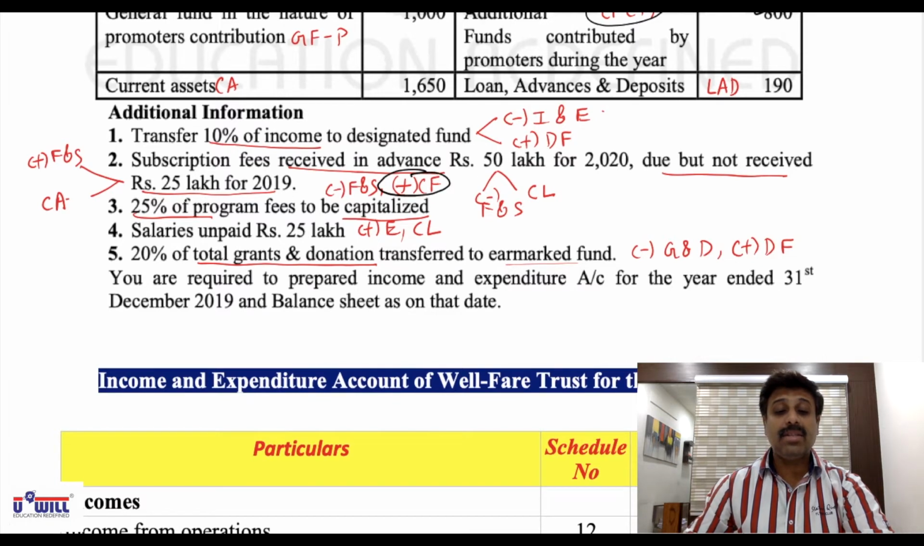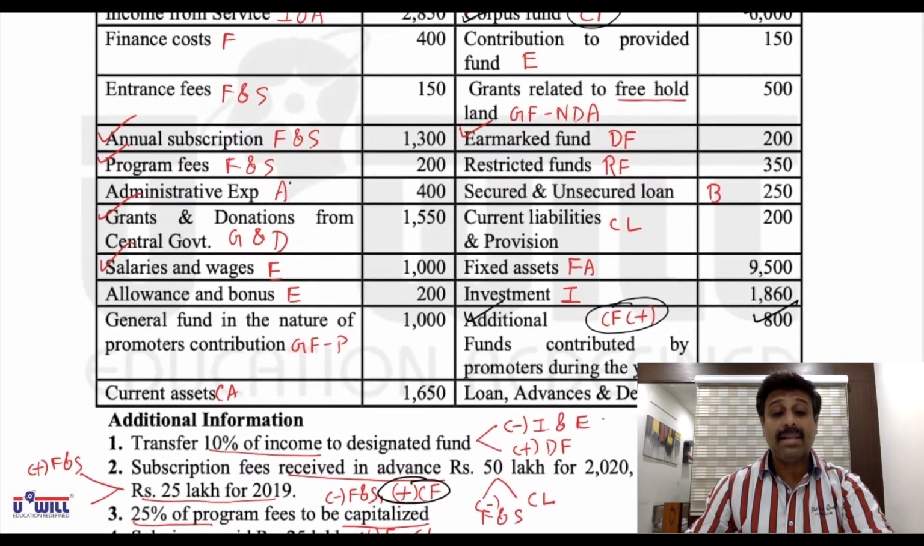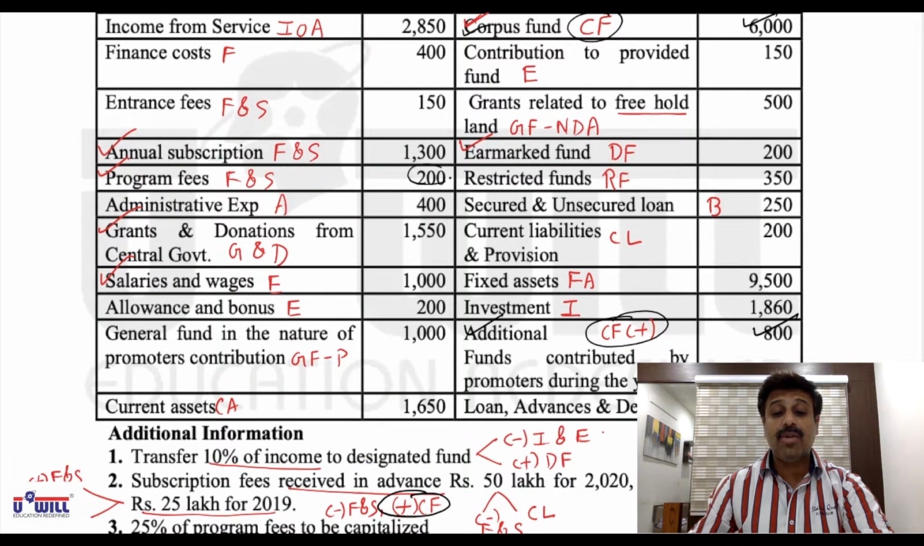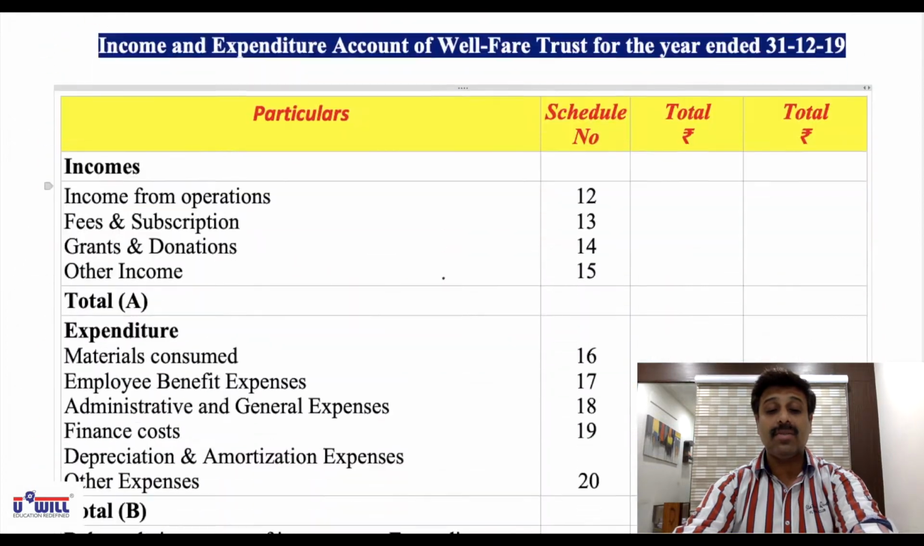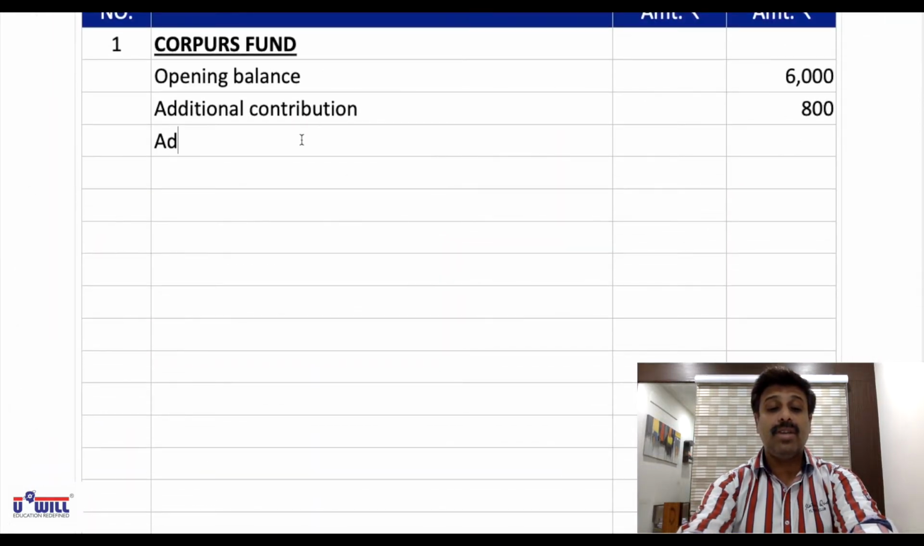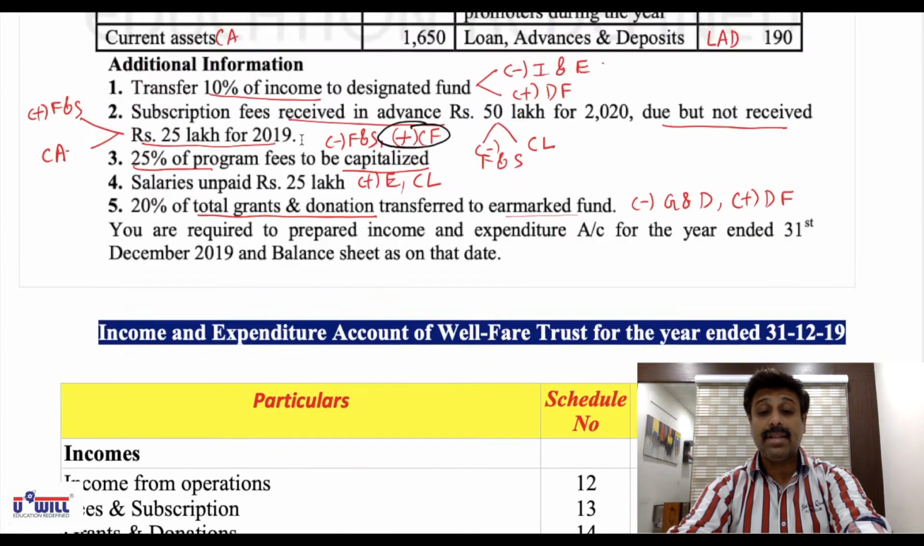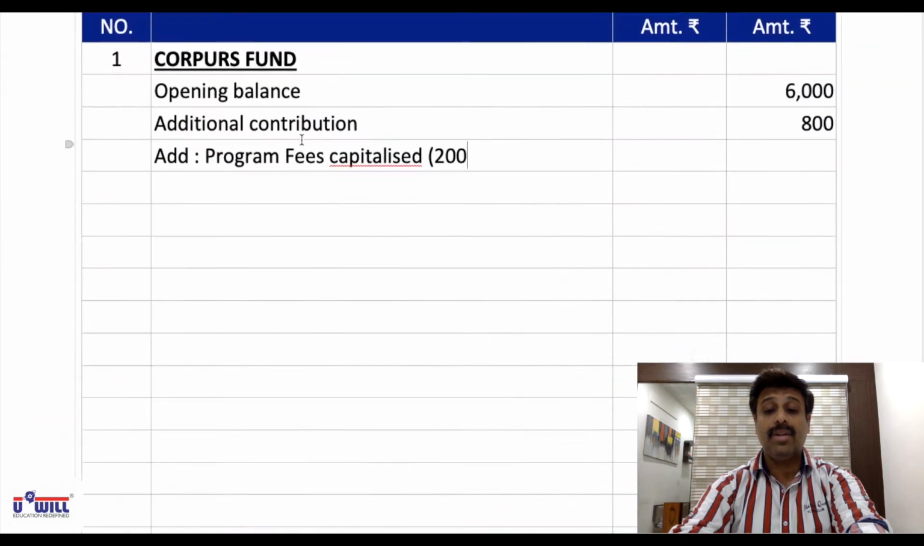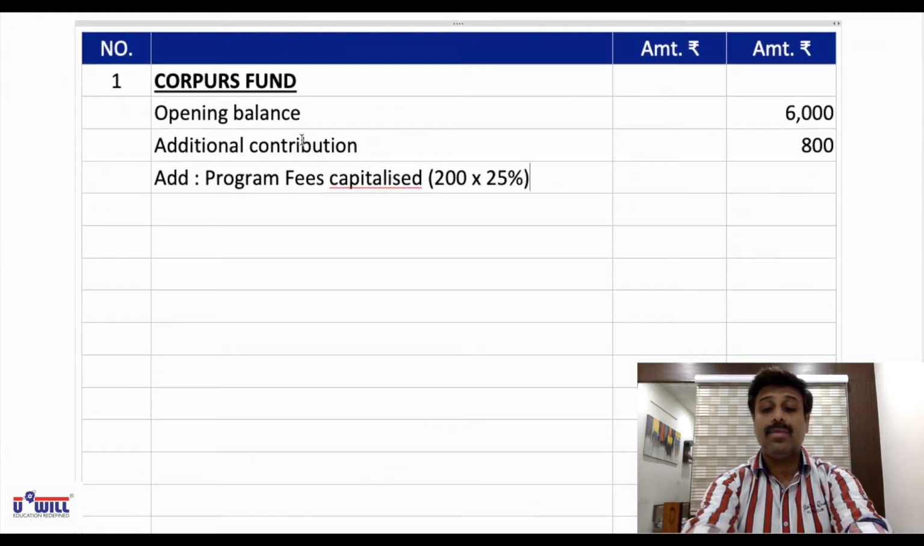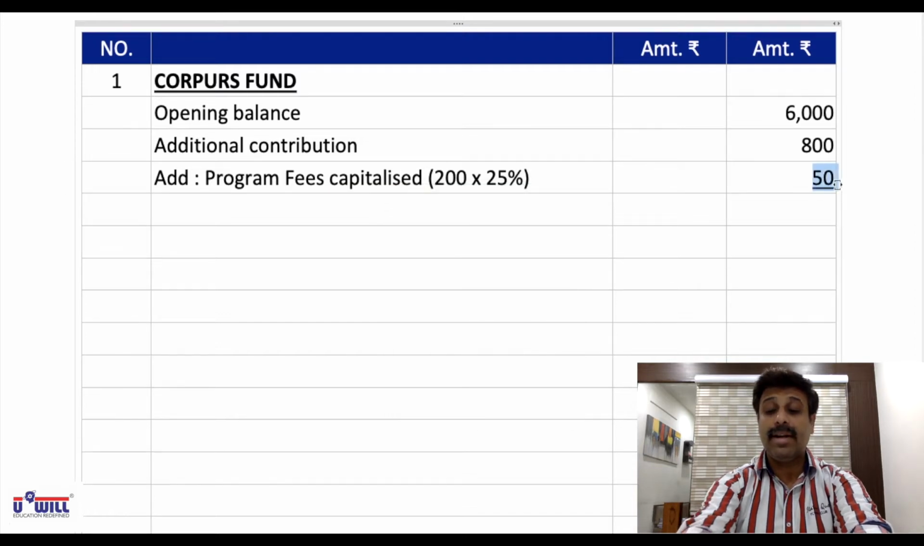Then in corpus fund we have marked this item: 25% of program fees is to be capitalized. You can see that program fees is 200 rupees. 25% of that we have to add in corpus funds. So here we'll add program fees capitalized, 25% of 200. Yes, 25% of 200 is 50. Now, total would come to 6,850.